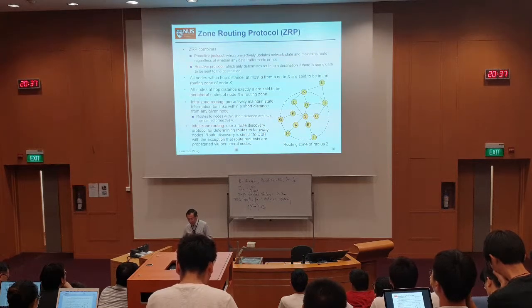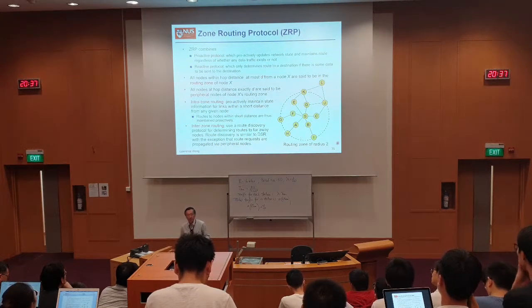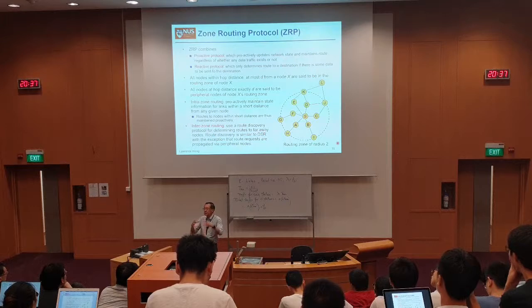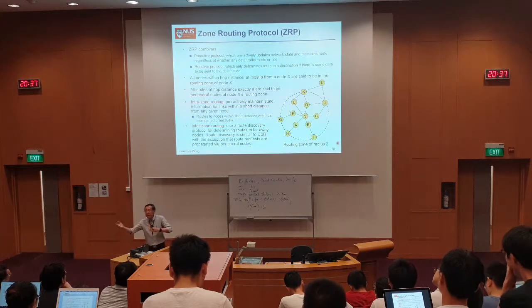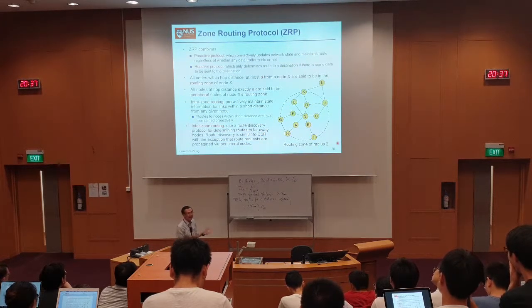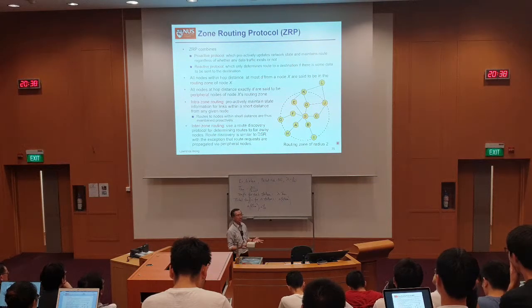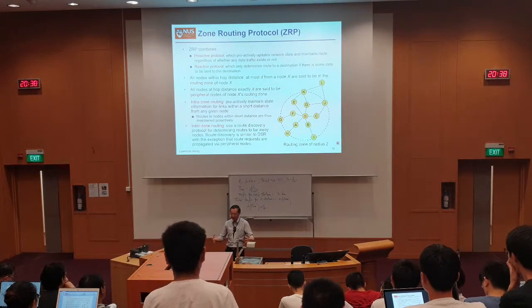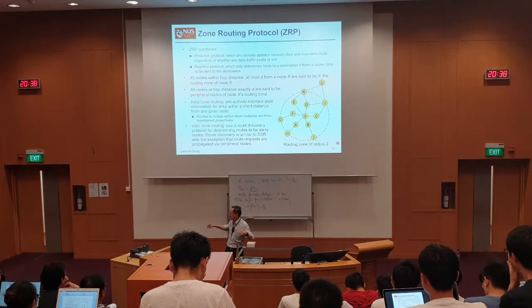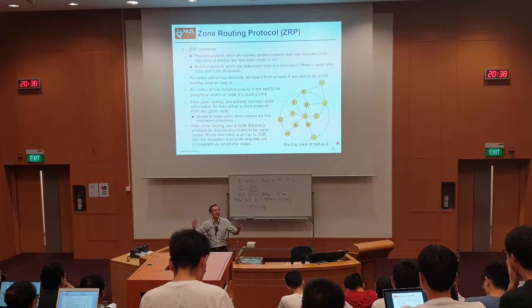All right? So within the zone, which is smaller, it uses a proactive protocol. That means it keeps the table. Between zones, it uses a reactive protocol. So in other words, if something is not in my zone, then I will ask my border nodes to find out from their zones that they are attached to. And that's done reactively.